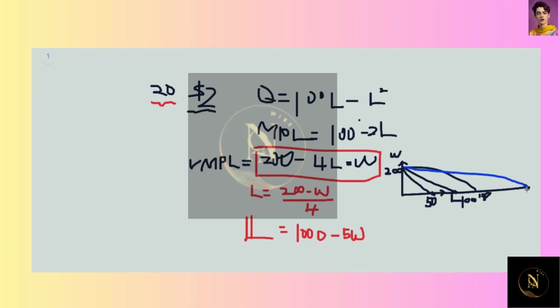And this point is 1,000. Why is it 1,000? Because each firm is willing to hire 50 laborers when the wage is 0, right? So if all 20 firms do the same thing, in total they will hire 1,000 laborers. So this blue line here is the demand curve for the total market, which is also what we have in this equation.